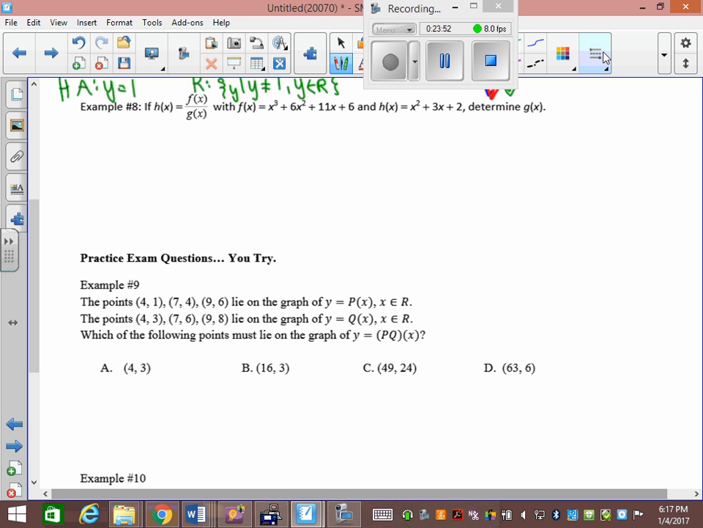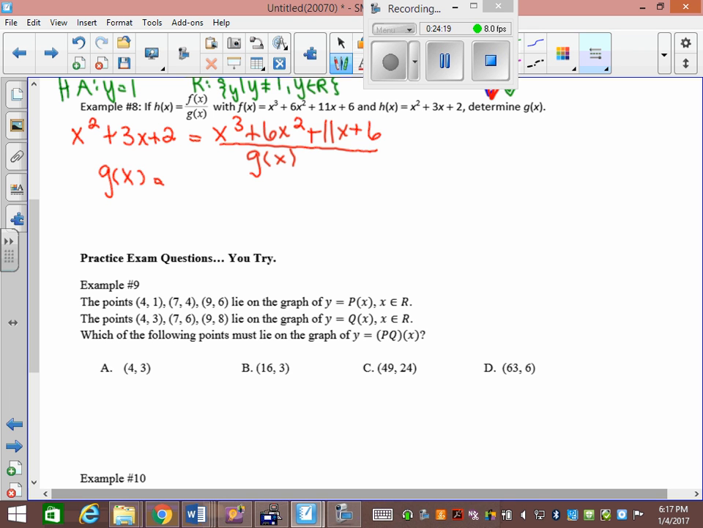Okay, so let's fill in what we do know. We know h of x is x squared plus 3x plus 2 equals f of x, which is x cubed plus 6x squared plus 11x plus 6 over g of x. And ultimately, we're trying to find g of x. We can bring the g of x up and multiply it, and bring the x squared plus 3x plus 2 down and divide it. So we get g of x equals x cubed plus 6x squared plus 11x plus 6 over x squared plus 3x plus 2.